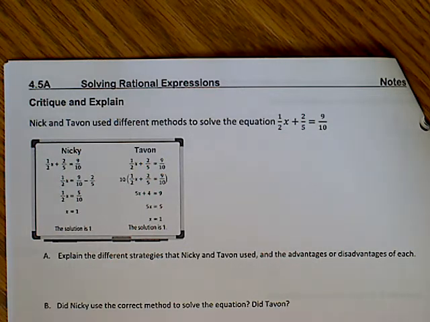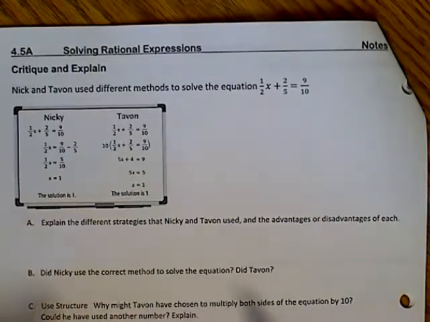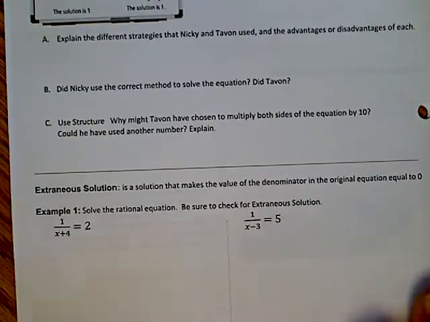So, I'm verbally explaining answer A. Nikki had to deal with fractions, find common denominators. That's a lot of work. Tavon found a common denominator of 2, 5, and 10, and then he only worked with whole numbers, so it was a lot easier. Tavon's strategy is better, and we're going to practice that type of work today.